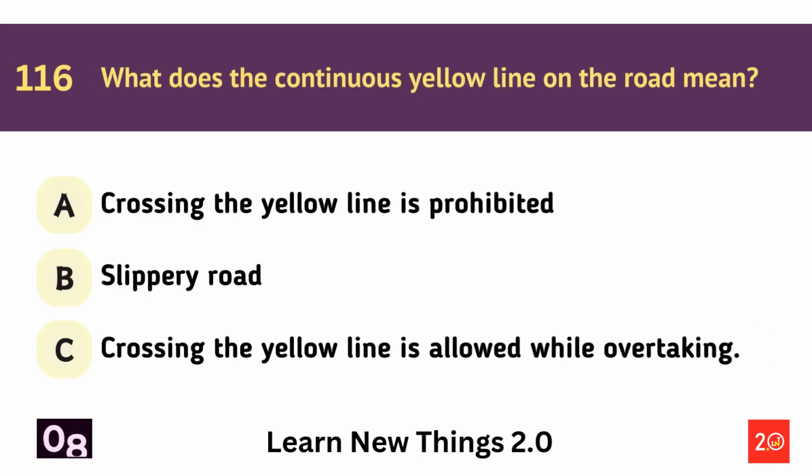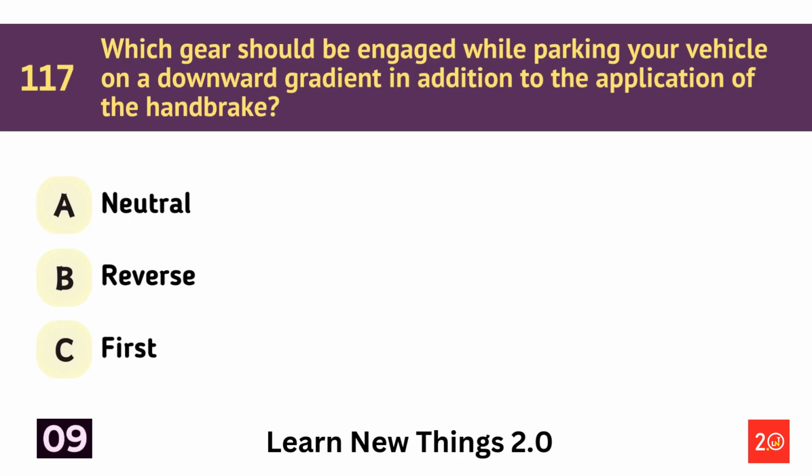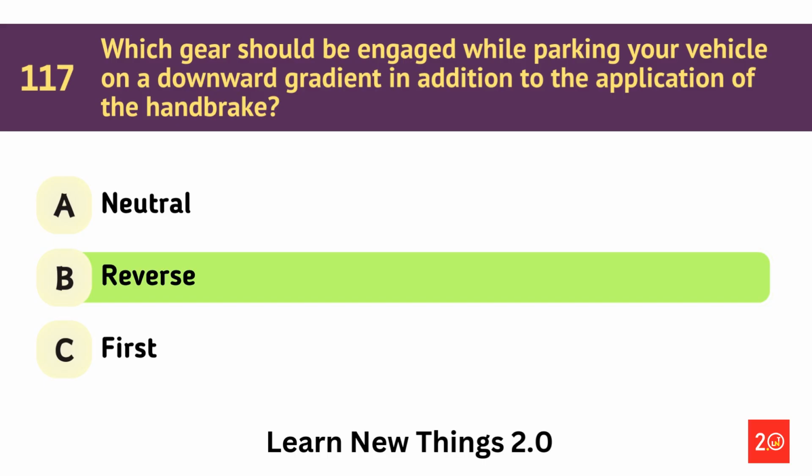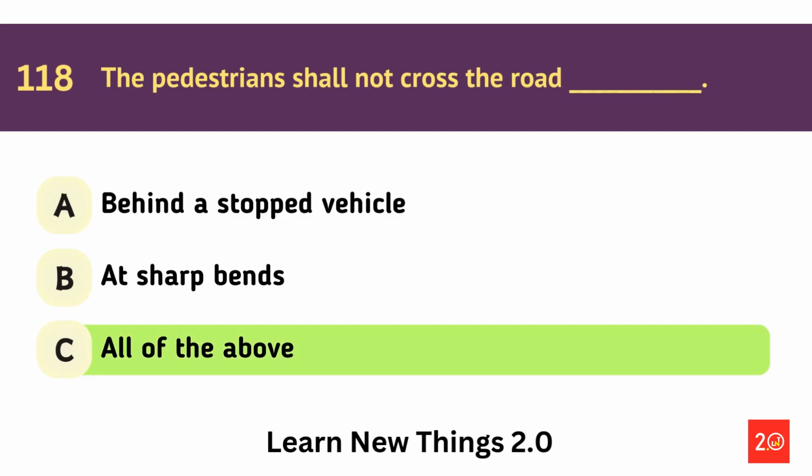What does the continuous yellow line on the road mean? Crossing the yellow line is prohibited. Which gear should be engaged while parking your vehicle on a downward gradient in addition to the application of the handbrake? Reverse. The pedestrians shall not cross the road. All of the above.